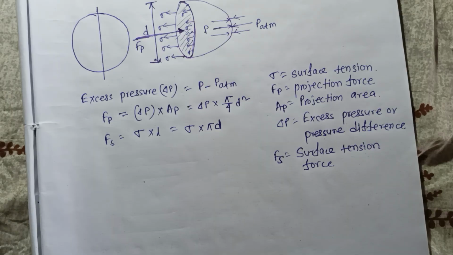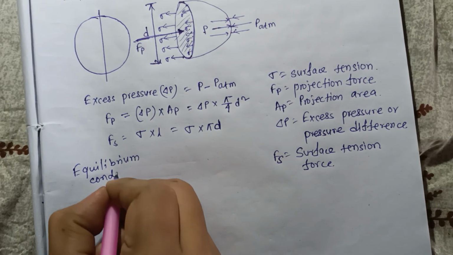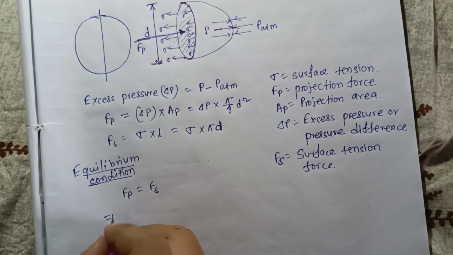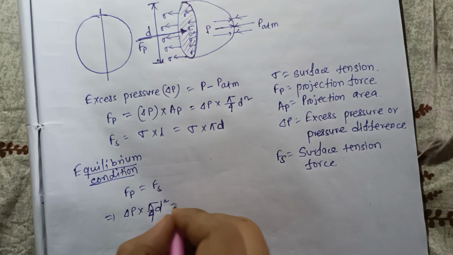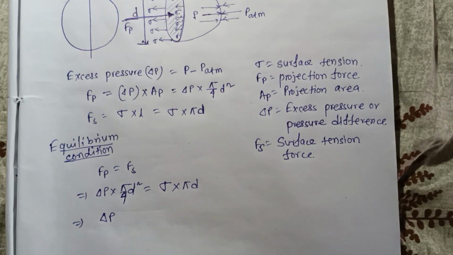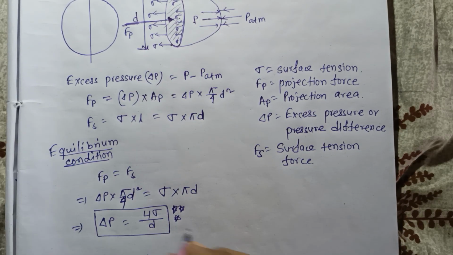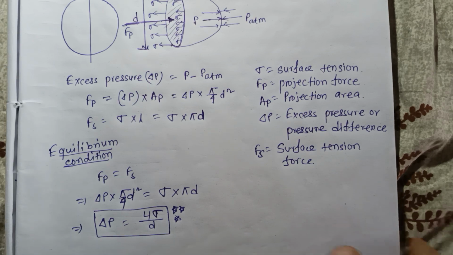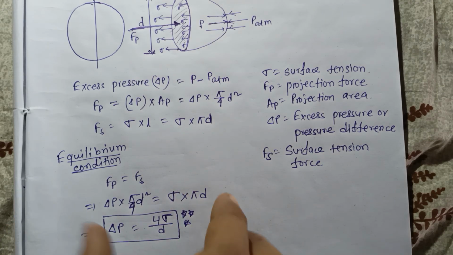So in the equilibrium condition, the pressure force must be equal to the surface tension force. The pressure force is delta P into pi by 4 d square, which equals Fs, that is sigma into pi into d. From here you can calculate that delta P equals 4 sigma by d. This is a very important formula for GATE, ESE, SSC, JEE, ISRO, DRDO, BARC exams. To calculate the pressure difference, just multiply 4 by the surface tension and divide by the diameter. This is the main formula.